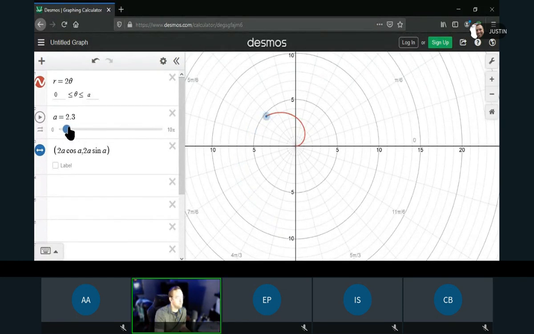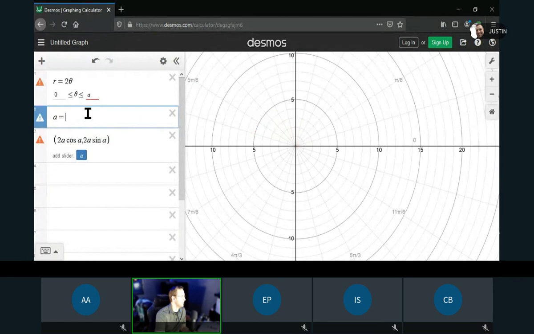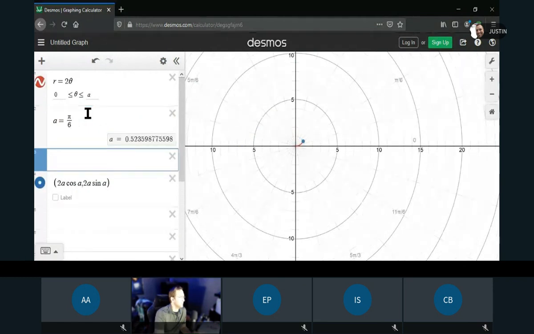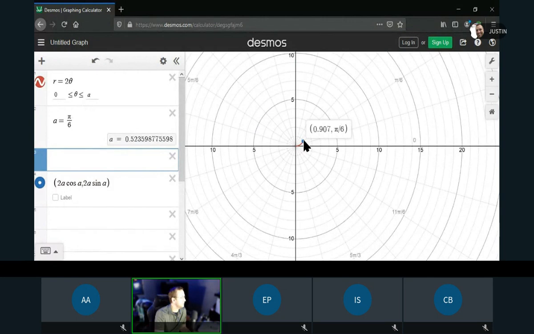And then what I can do is set this to really anything, and then I can click it, and it shows me the coordinate. So it makes doing that T-chart pretty easy if you think about it. And I can also make my A value a radian, like let's say pi over 6, and I hit enter. And now I have my value here.